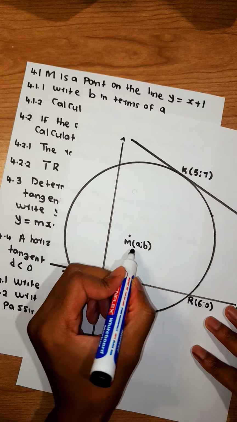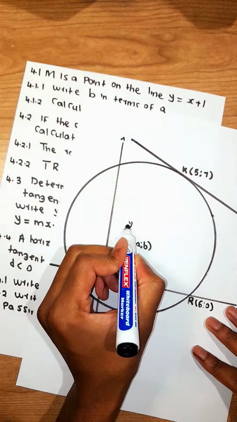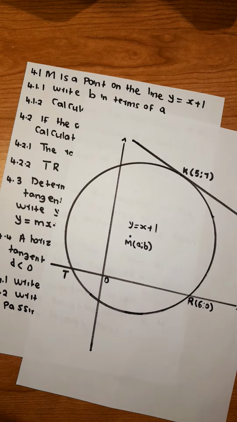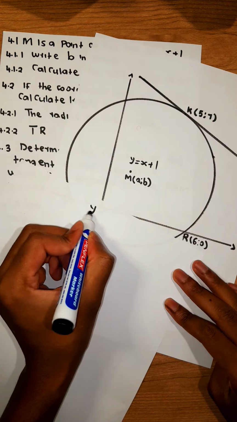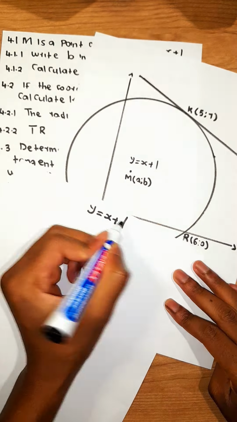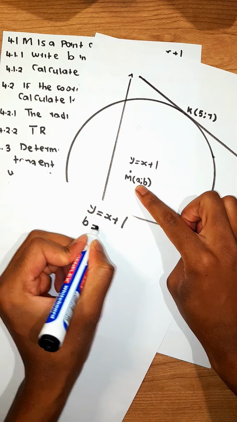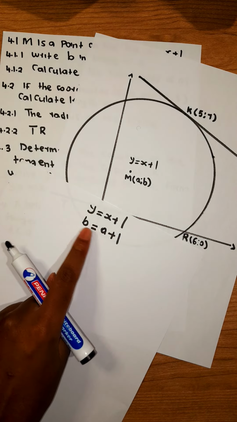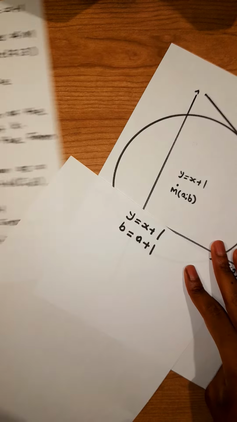So if we are having a line passing through this point, and this line is defined as y equals x plus 1, I can say that if my value of y is b, it means that my value of x is a plus 1. So yeah, I've actually written b in terms of a, right? Now let's look at the second question.